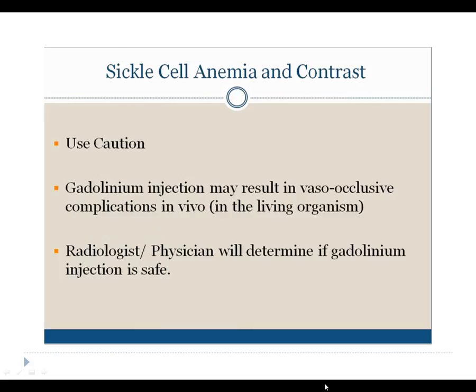The introduction of gadolinium in a patient with sickle cell anemia can result in a vaso-occlusive complication in the patient, which can result in tissue ischemia and infarction. It must be cleared by the radiologist or physician before injecting a patient with sickle cell anemia.